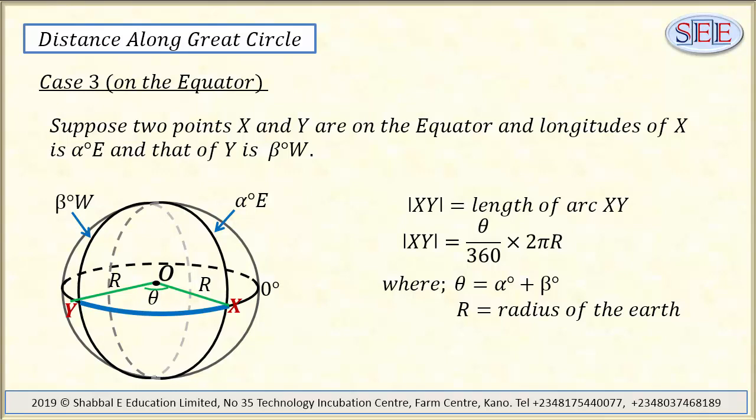So capital R, radius, equals the radius of the earth, and the pi is 22 over 7 or 3.142. Make sure you use the one given in the question.